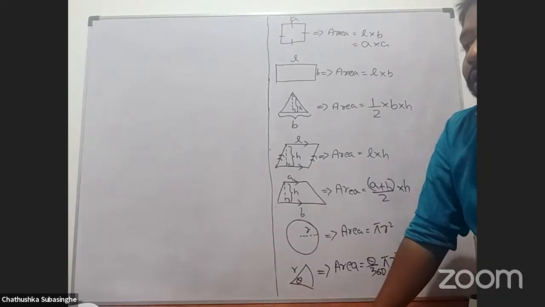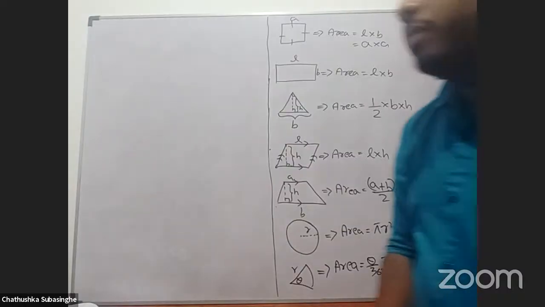Okay. 6th question. With a liter of petrol, a car can travel an average distance of 12 kilometers. Accordingly, find the distance it can travel using 18 liters of petrol. So for 1 liter, it can travel 12 kilometers. So for 18 liters, we have to multiply 12 by 18.